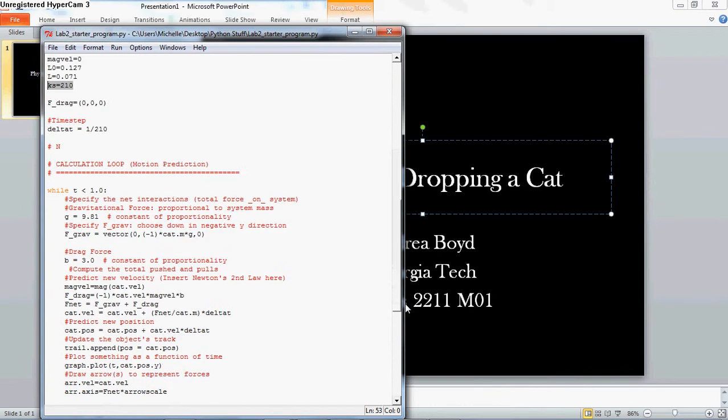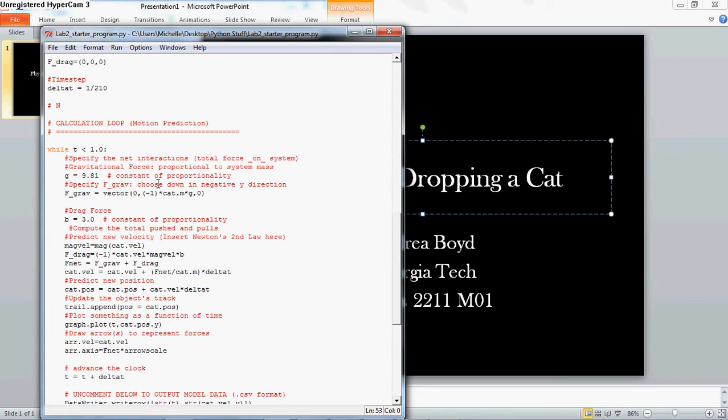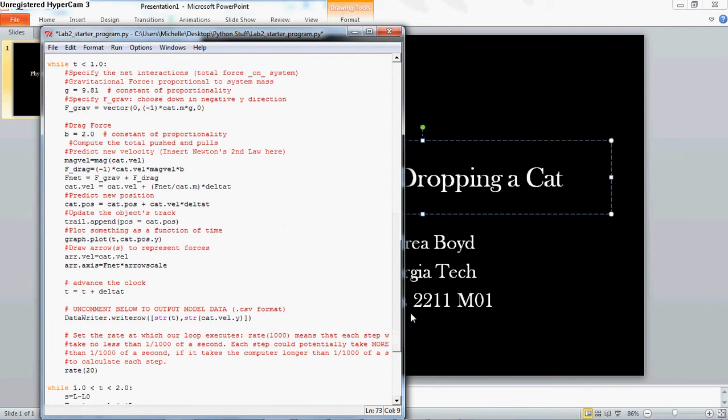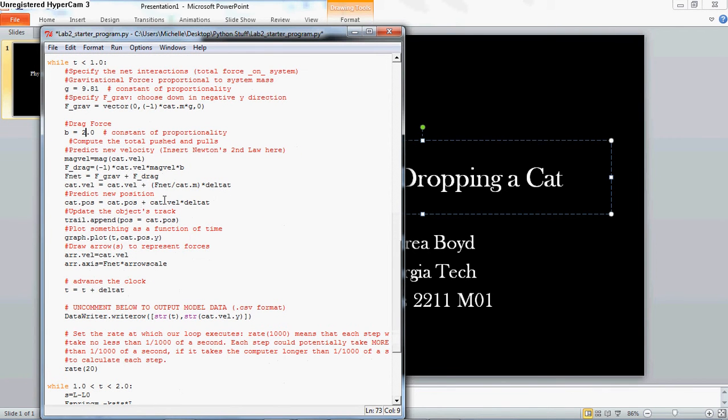So the forces acting on the cat as he was dropped were first and foremost gravity, as he was dropped from a high place, but then we also had a drag. That is also calculated in here. I chose a proportionality constant, B, equal to about 2. He's big, but not a huge object. So here we calculate the drag force and the velocity of the cat as he's going downwards.